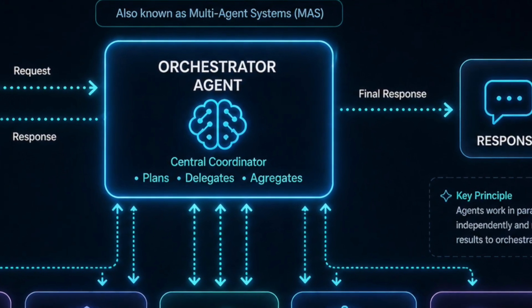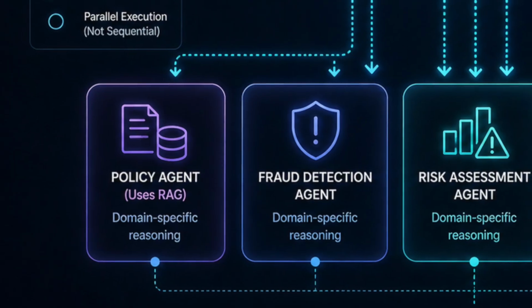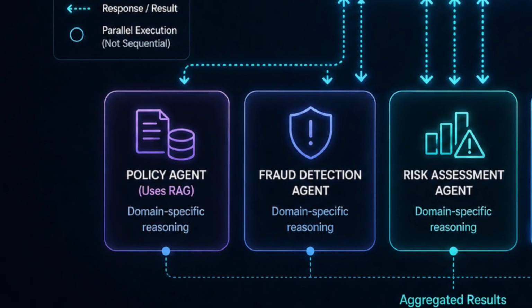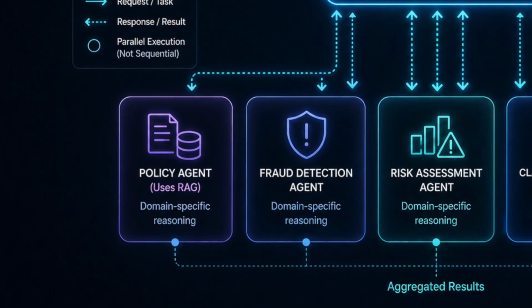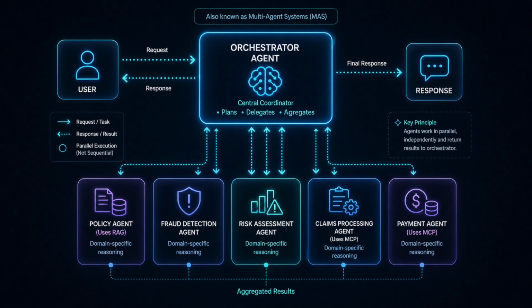Main agent coordinates: is it covered? Policy agent. Any fraud risk? Fraud agent. Estimate damage? Risk agent. Instead of one generalist, you now have a team of specialists. When not to use: simple chatbot, single domain tasks, low latency systems.